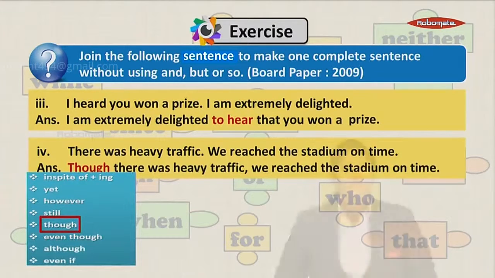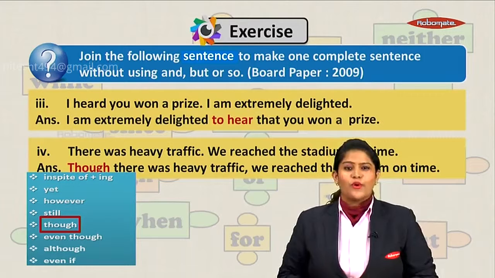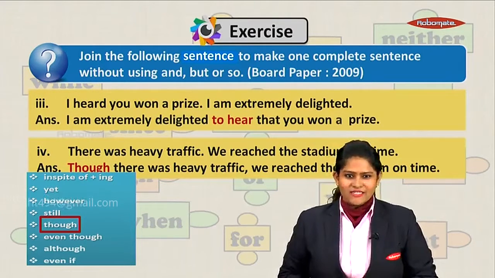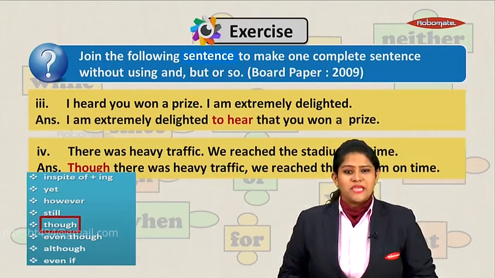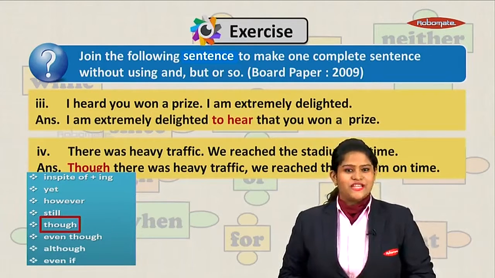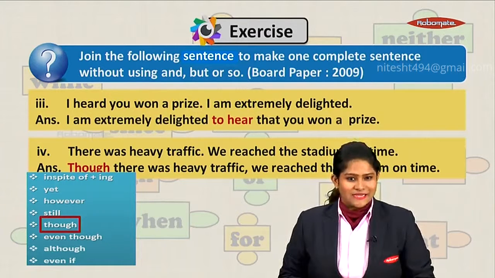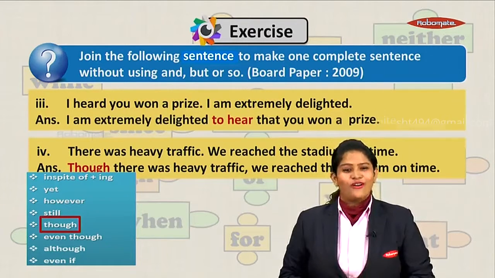So these were few of the examples that we've taken up from the board question to make us understand the level of questions that could be asked. We've discussed the meanings of conjunctions, the types, the list, and we've also practiced a few sentences of all the types. So that is all for conjunctions.